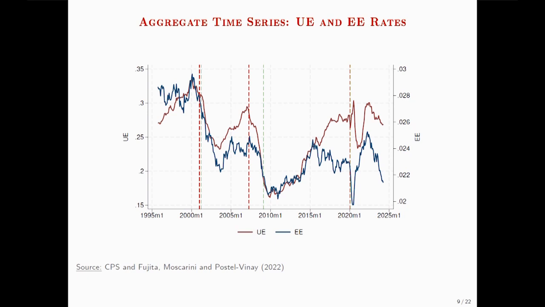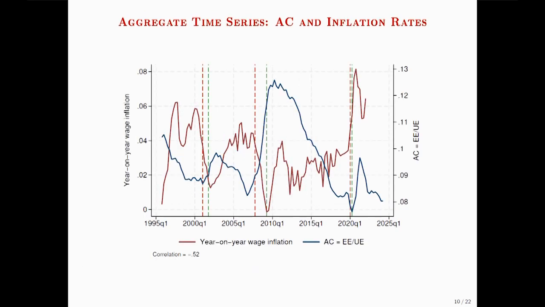The blue one is the EE rate. You see that they're both very procyclical, but that they behave slightly differently. You can see that the blue series, which is the EE rate, tapers off a little bit sooner in expansions than the UE rate. And indeed, if you take the ratio, so if you construct that AC ratio, acceptance rate that I talked about, and plot it, you get the blue line here. And you see that it's got a very, very strongly countercyclical behavior.